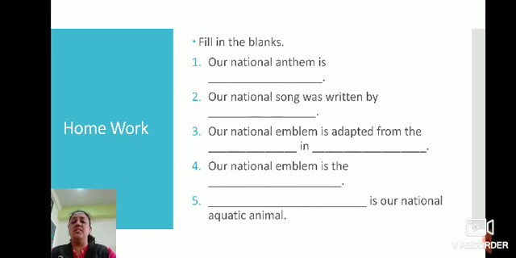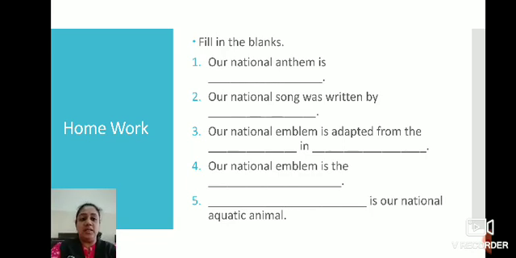So just check it. From where we adapted our national emblem, that is 4 lions facing towards 4 directions. Yes, our national emblem is adapted from the Ashoka pillar. And where is this Ashoka pillar? In Sarnath. So, our national emblem is adapted from the Ashoka pillar in Sarnath.